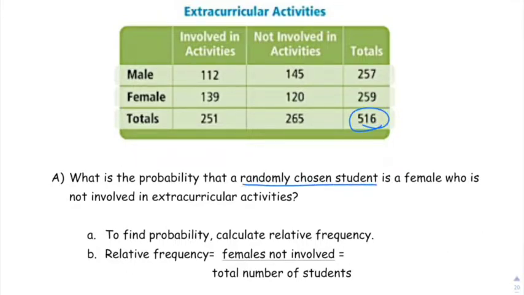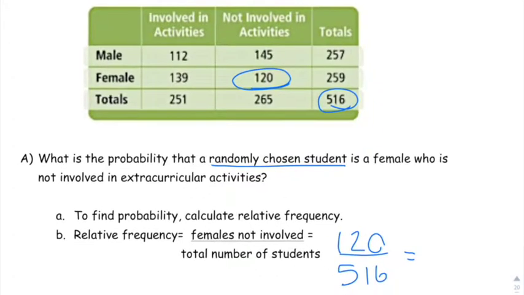So as far as the total students, you have 516. And then we're looking at how many of them are females who are not involved. So you go and find that female, not involved, 120. And then when you punch that out, it's about 23.3%.